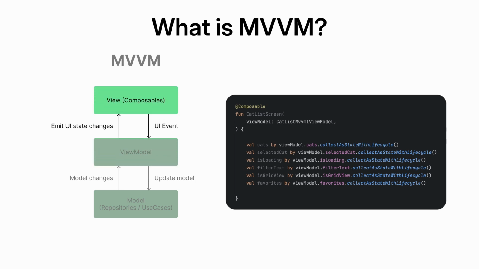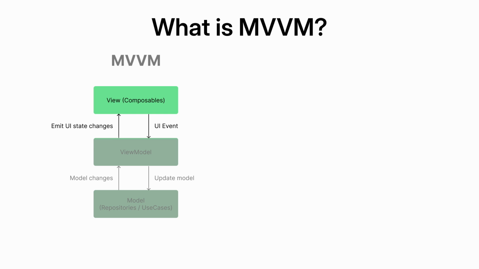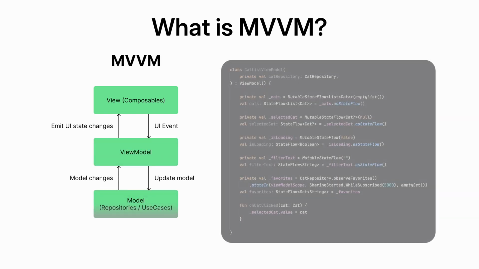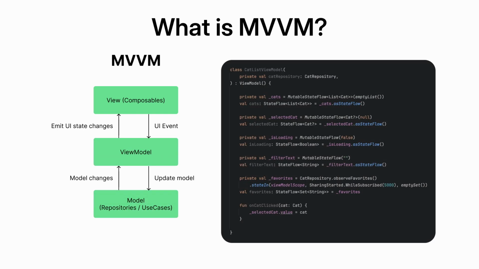The view, in this case, is our composable. It observes data from the ViewModel and renders the UI. When the user interacts with it, such as typing in a search box or clicking a button, the view calls functions on the ViewModel to update the underlying state. The key idea here is that the ViewModel holds the state and the logic to transform that state, but not the UI itself. The view just reflects the state and it never directly handles data or logic. This clear separation makes your code easier to test and maintain.